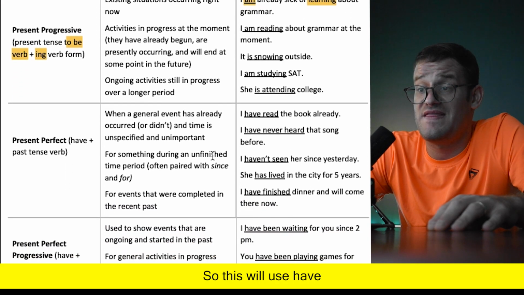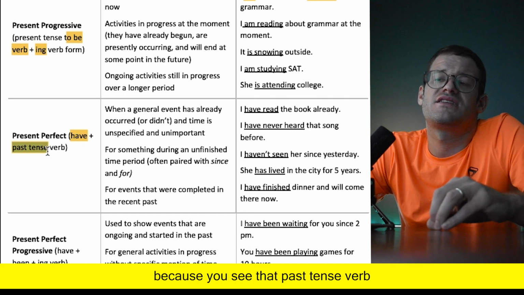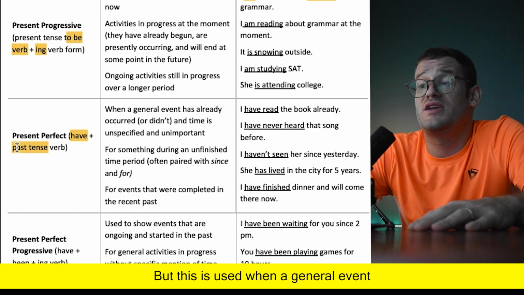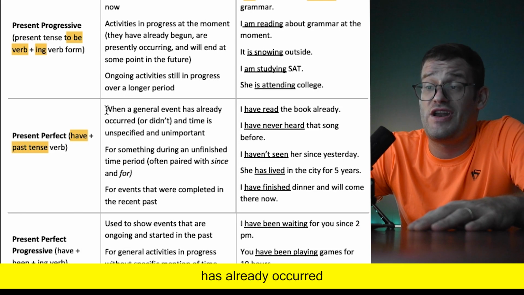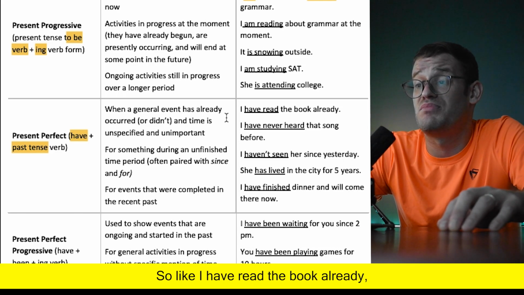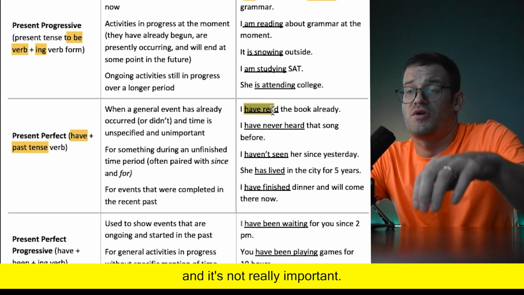All right, now looking at present perfect. So this will use have and then a past tense verb. And that's a little confusing because you see that past tense verb and you think that's got to be, well, a past tense. But this is used when a general event has already occurred and time is basically unspecified or unimportant. So like, I have read the book already. We don't know when you read the book, and it's not really important.